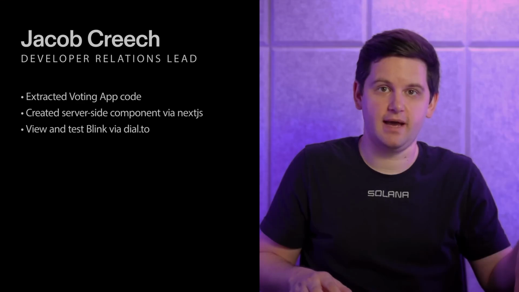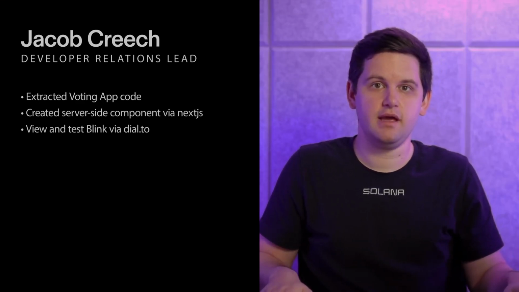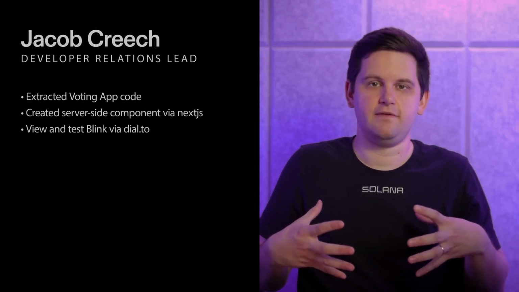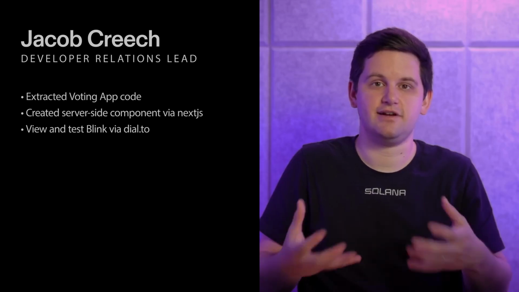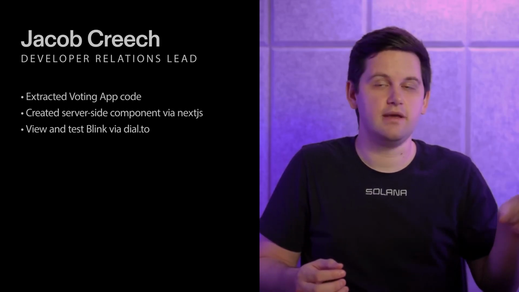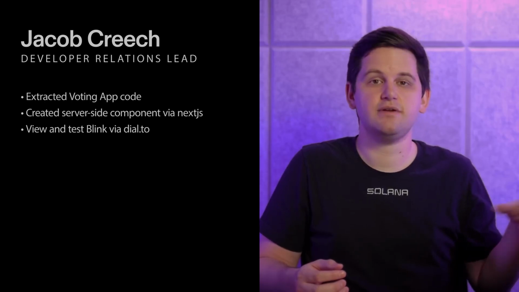So to recap what we did, we took over our voting app from the last project. We extracted a lot of the code of how to interact with the program. We created a server-side component via Next.js to serve the actions and allow people to get these serialized transactions. And then finally, we were able to view the blink via Dialect's blink tester website and interact with it to test everything out. Everything seemed to work correctly. We were able to vote for our different peanut butters based off of what we liked, and it was all done via this blink.